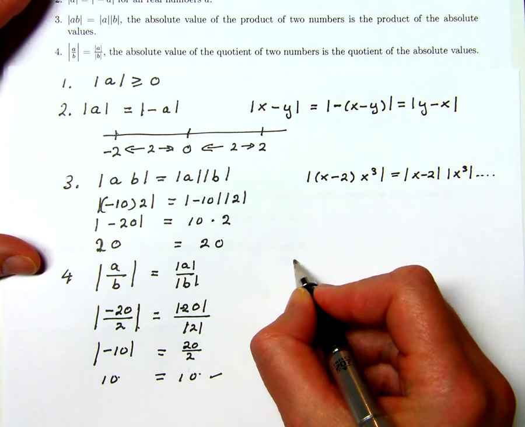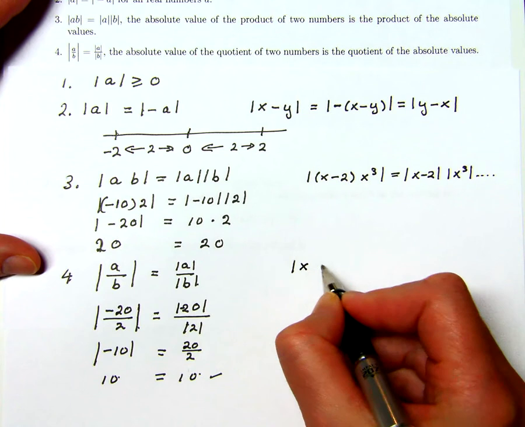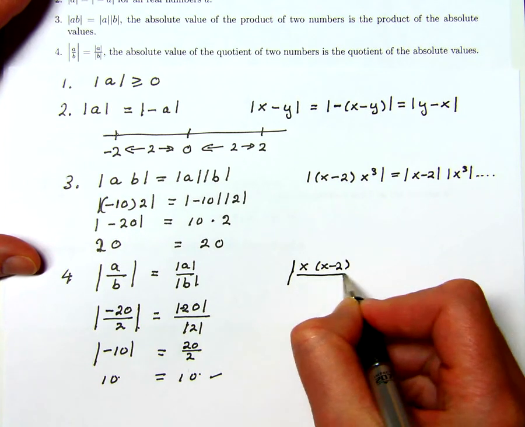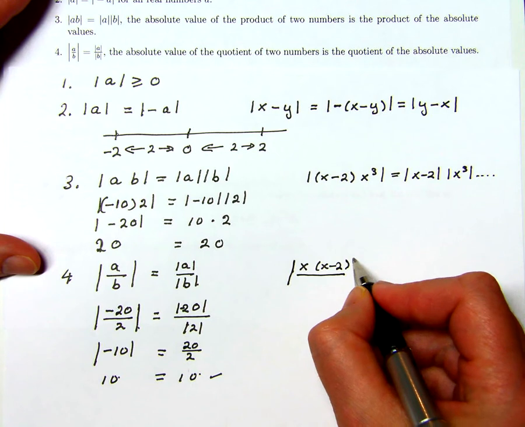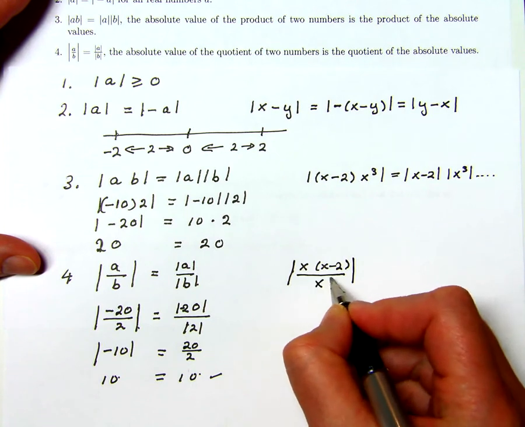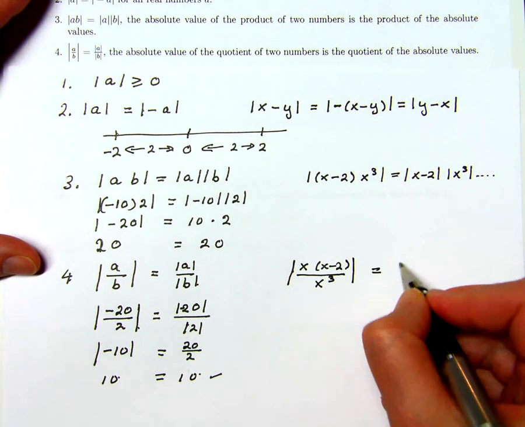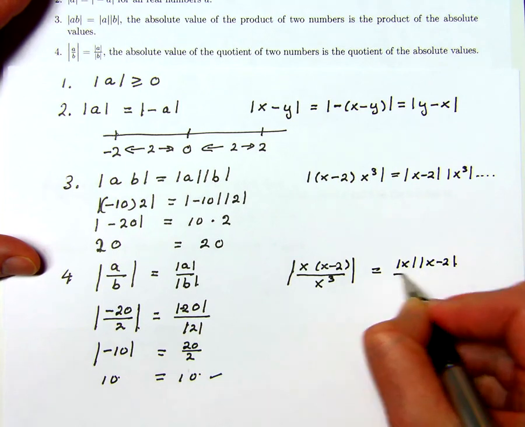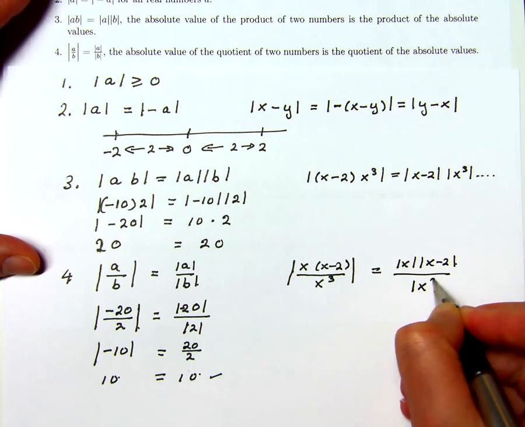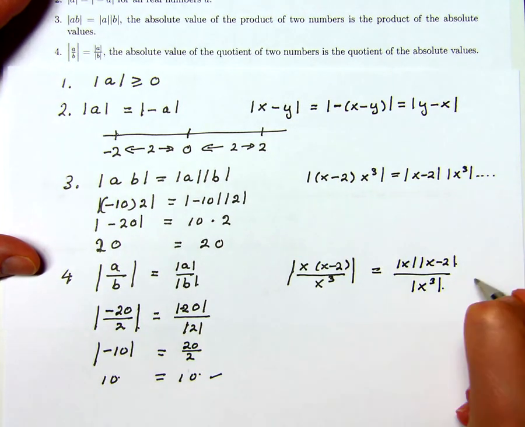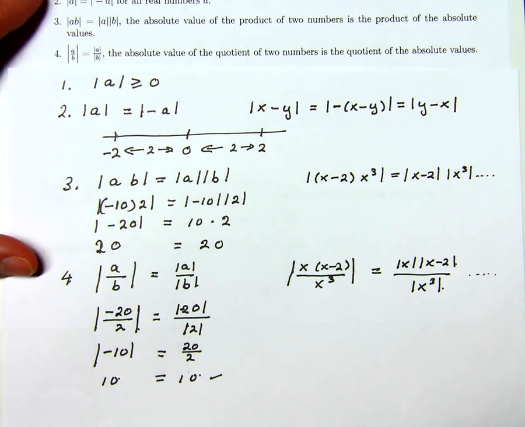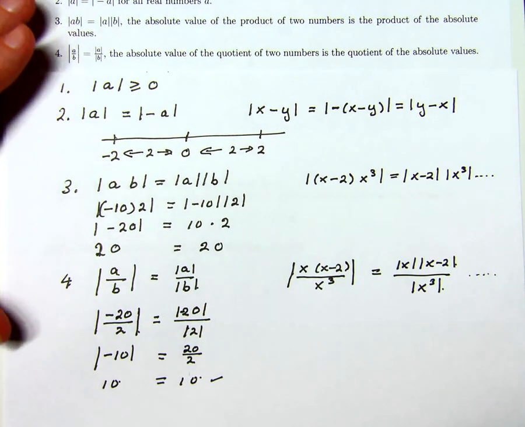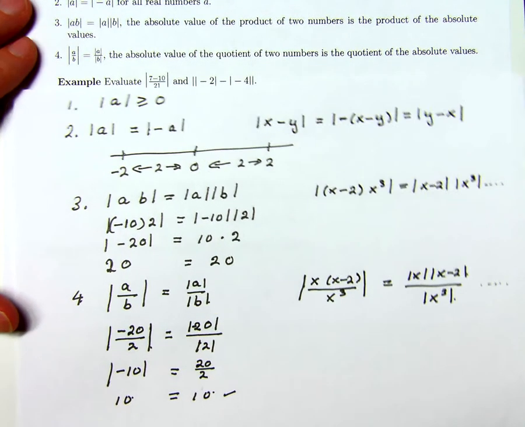And again, we're going to use this perhaps later on, something like this. You might be thinking about the absolute value of x times x minus 2 over x cubed, and you could then break that up into the absolute value of x times the absolute value of x minus 2 over the absolute value of x cubed, etc. So that will certainly crop up in calculations with abstract variables and functions later on.